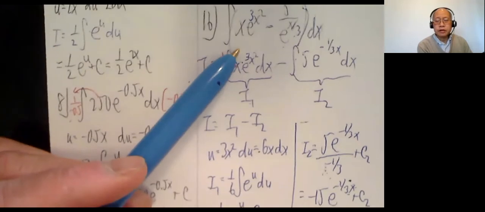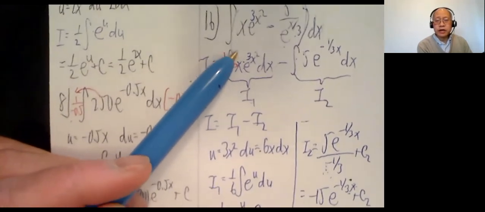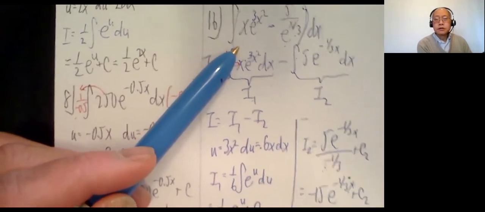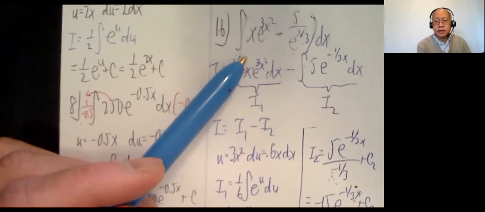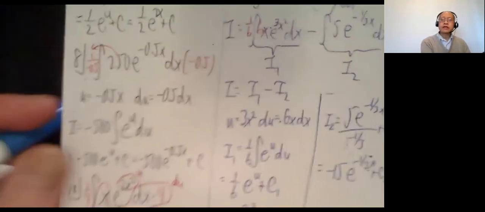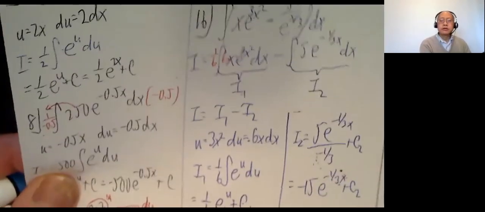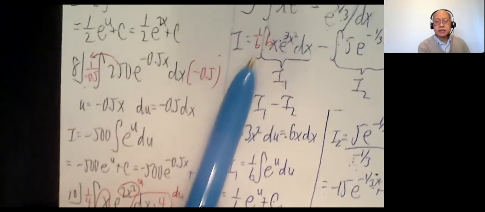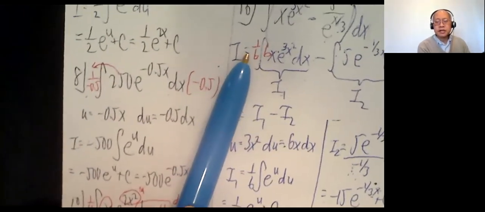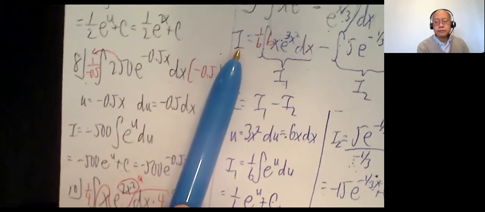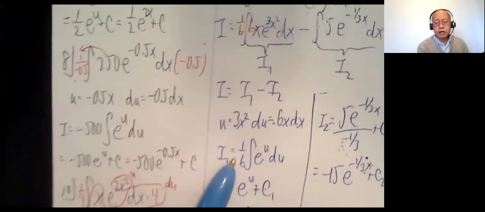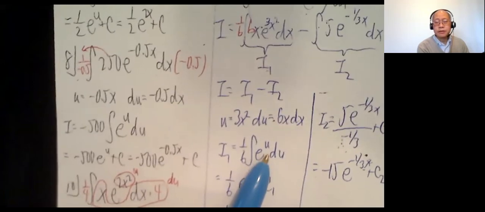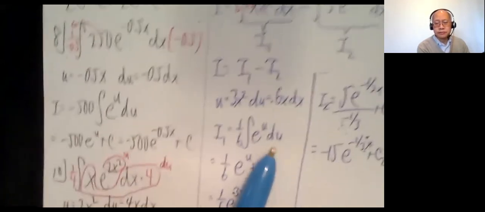Okay, so let's work on I1. X e to the 3x squared, which would be my u. 3x squared, because its derivative is going to involve x, which I have here. So u equals 3x squared. Du equals 6x dx. I have x dx. I don't have a 6, so put in 6 inside, 1/6 outside. So I1, remember, I'm only working on I1 now. 1/6 e to the 3x squared is now e to the u. 6x dx is du.